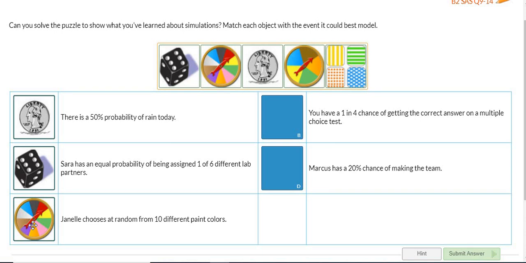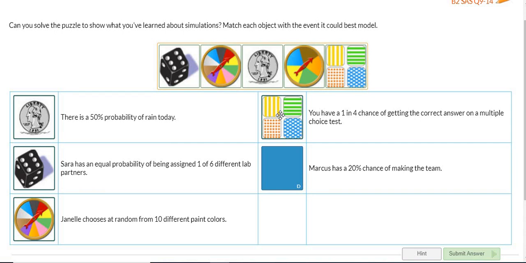All right, number 12. You have a 1 in 4 chance of getting the correct answer on a multiple choice test. Multiple choice test, yes. 1 out of 4. Okay, so which of these objects has 4 options? That would have to be these little chips here. It is D on your paper.